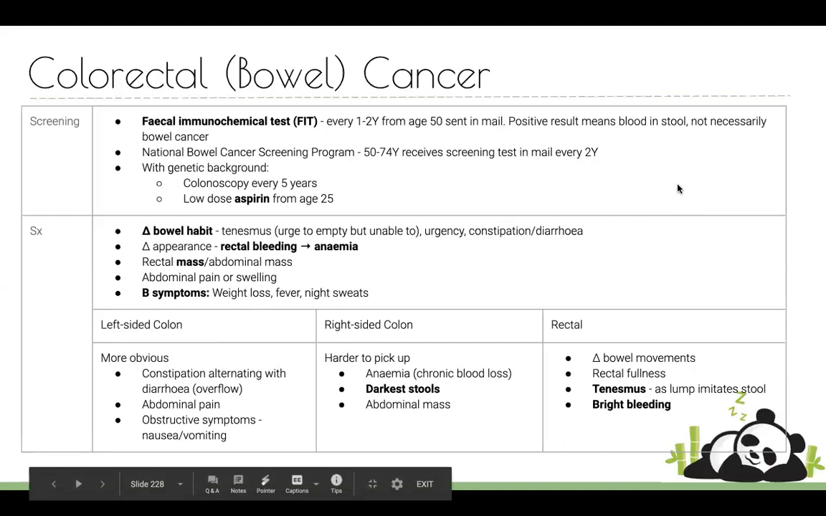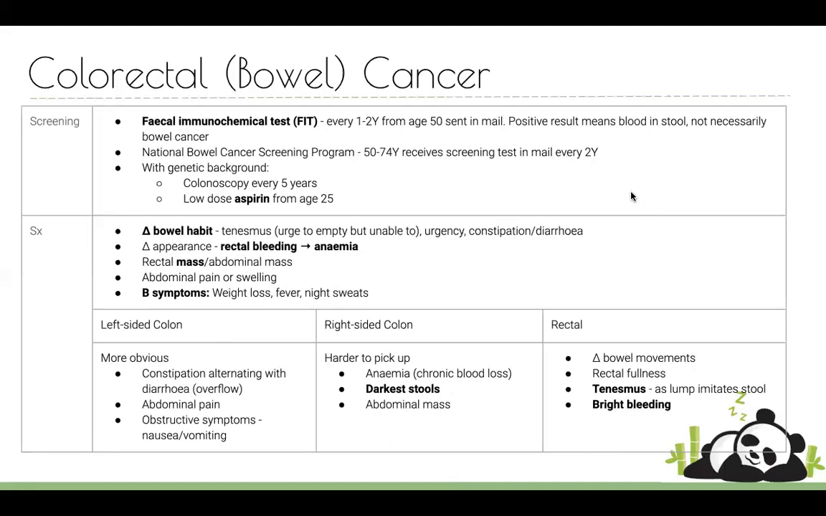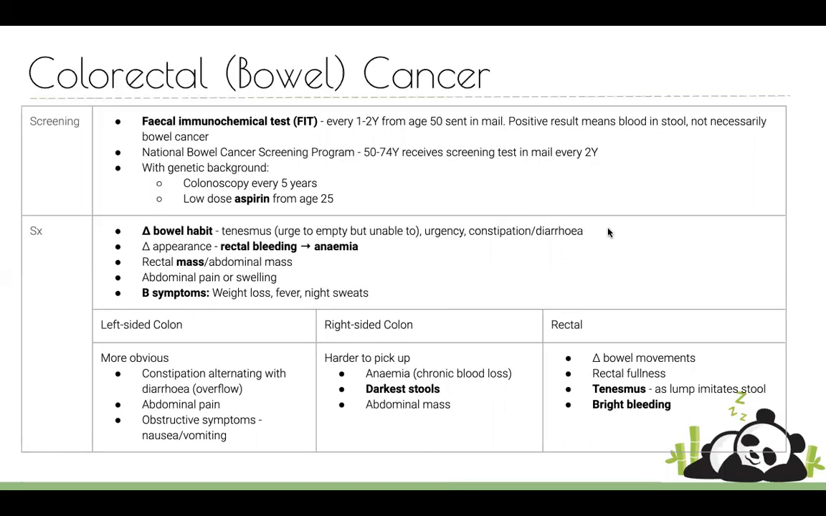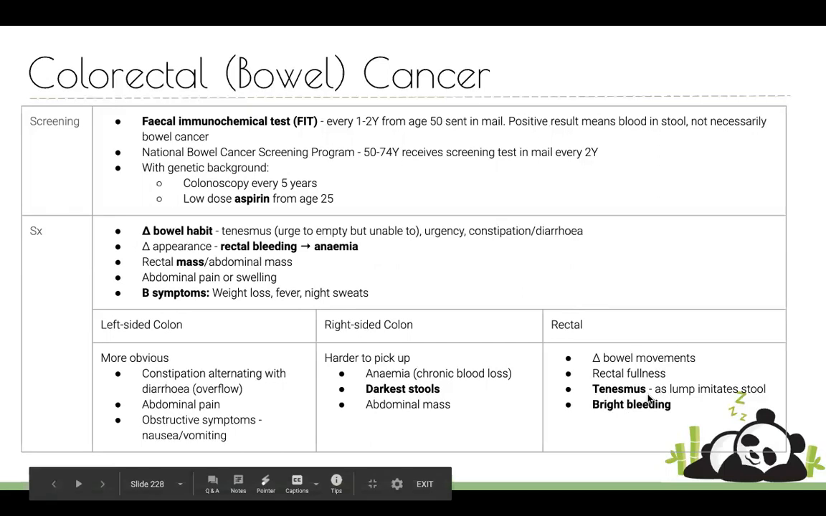And then we have the left-sided colon. These are a bit more obvious. This is when you tend to get your overflow diarrhea. So your constipation and diarrhea, where it's blocking and then letting go when it overflows. You tend to get more obstructive symptoms, so bloating, nausea, vomiting. And then down in the rectum, if you have a mass in your rectum where, like Alina said, you can actually sense it and it makes you want to pass stool, you can get urgency or tenesmus. And that's when the bleeding is bright rather than dark, because it's right there and it comes straight out.